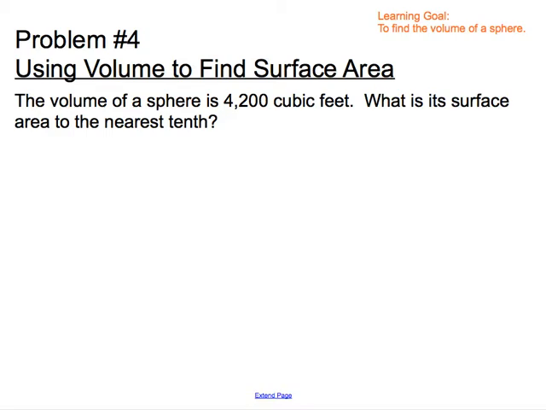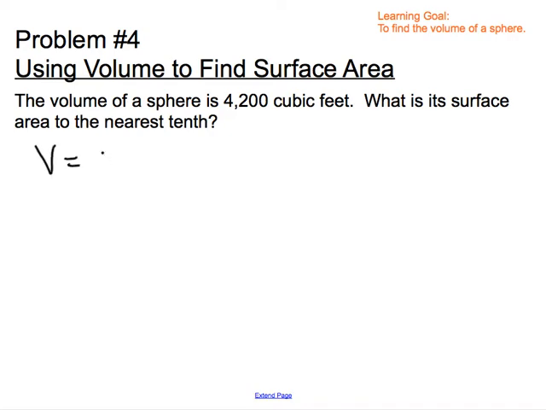Finally, problem 4 from section 11.6. We want to be able to use volume to calculate surface area. So it says the volume of a sphere is 4,200 cubic feet. What is its surface area to the nearest tenth? So we're going to need both formulas.